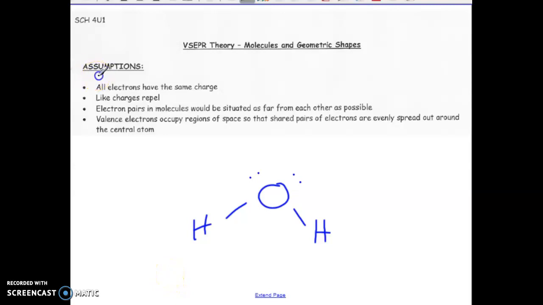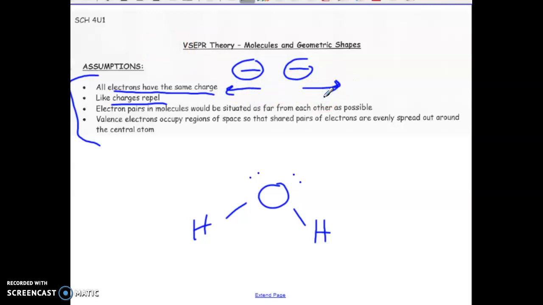So there are a couple of assumptions to keep in mind when we are looking at shapes and why these shapes exist. So first of all, we know electrons all have the same charge, right? So they all have negative charges. And we know that like charges repel. So what does that mean? We know electrons are all negatively charged and they want to be as far apart as they possibly can. So the angle of the bonds is going to change because it depends on the number of electrons hovering around the central atom. And we'll look into that. So electron pairs in molecules will be situated as far apart as possible, which is what we already mentioned.